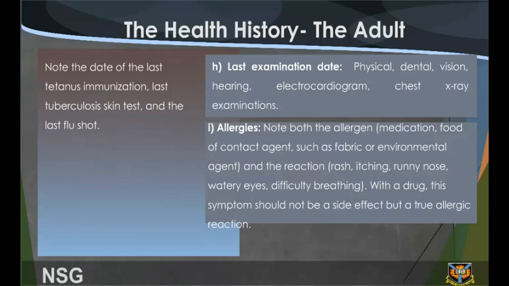Note the date of the last tetanus immunization, last tuberculosis skin test, and the last flu shot. Last examination date: physical, dental, vision, hearing, electrocardiogram, chest x-ray examinations. Height.